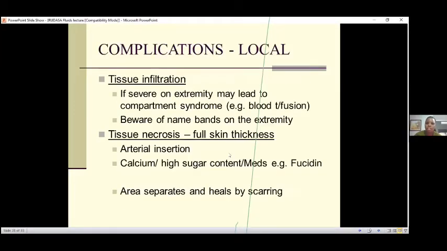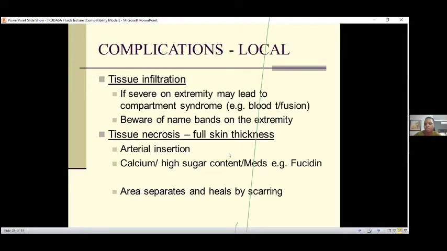Then the complications. We can have local complications like tissue infiltration and compartment syndrome. We've seen a lot of this, and there are a lot of litigations when it comes to these kinds of complications, and lawyers do really win the cases, because after the compartment syndrome there would be amputations. And then also we must be aware of the name band, as it might squish the arm and also cause some necrosis.